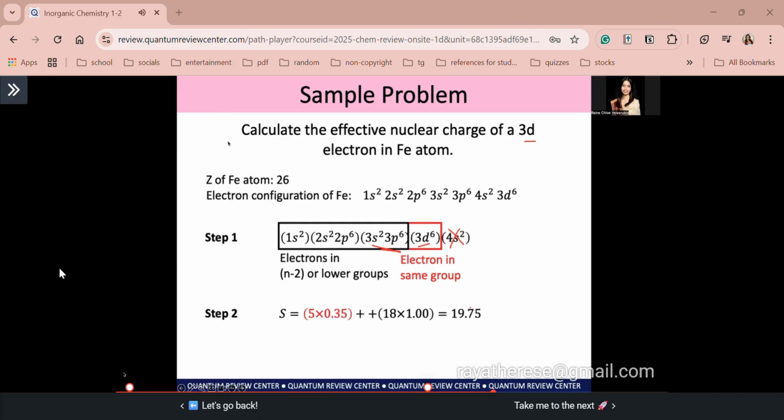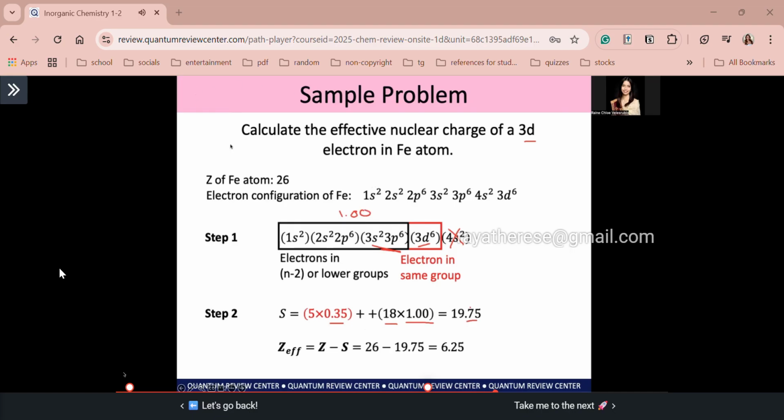Okay? So now, let's calculate for the shielding constant S. So, we have 5 electrons in the same group. 5 times 0.35, yung contribution nila, refer to your table, plus 18 electrons. So 6 plus 2, plus 6 plus 2, plus 2, that's 18 electrons, times 1, lahat ang contribution nila. Okay, 1 ang contribution nila sa shielding constant. That's equal to 19.75. Calculating for the effective nuclear charge is equal to atomic number minus shielding constant, 26 minus 19.75 is equal to 6.25.